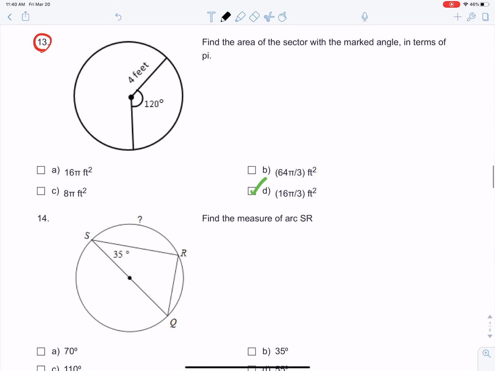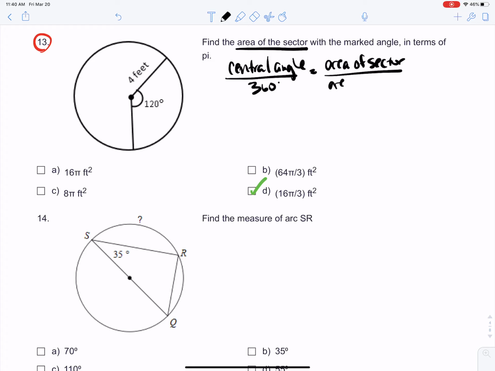Okay, this problem gave people a lot of trouble. In some of the lessons we did before we left for remote learning, we found the length of the sector. In this problem, they're asking for the area of the sector, but you follow much of the same process. The central angle over 360 is proportional to the area of the sector over the area of the circle.